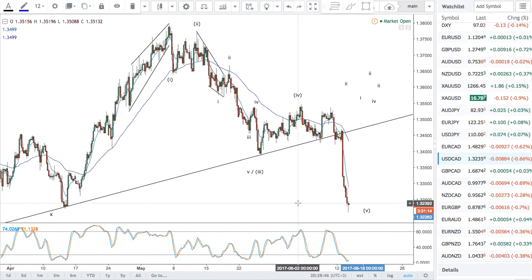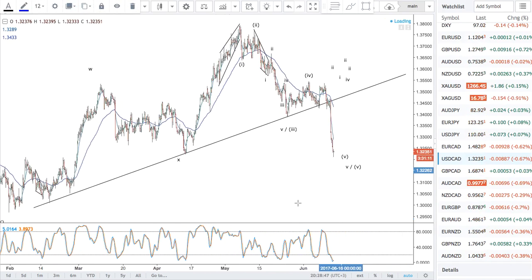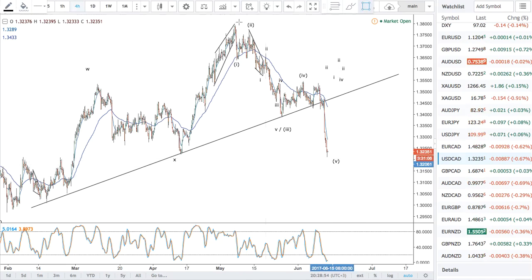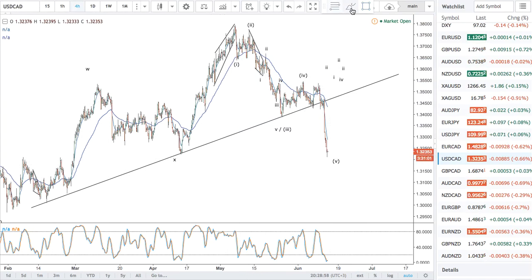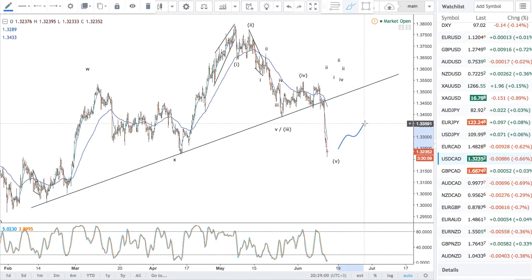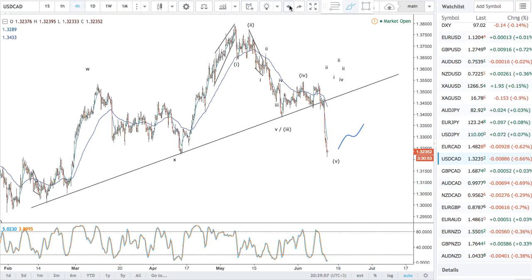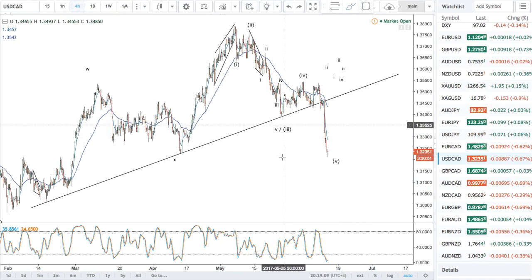And we would then see a larger bounce. So all of this would be one swing for a 5-wave move, and we would then see a corrective swing for a couple weeks, probably 2 weeks or so, and then the big move down to follow. So that is one count that I've been preferring.